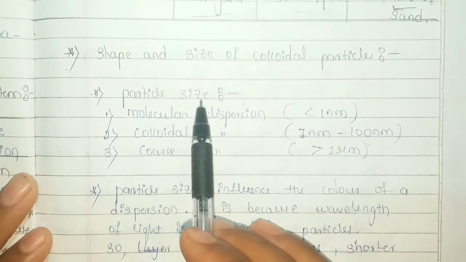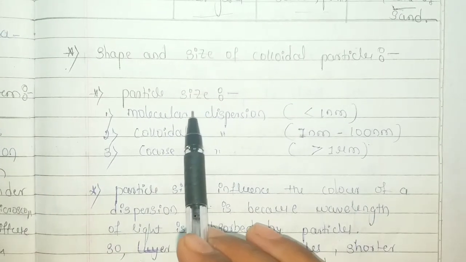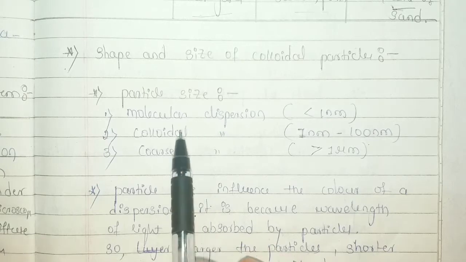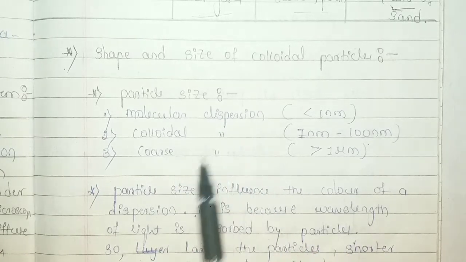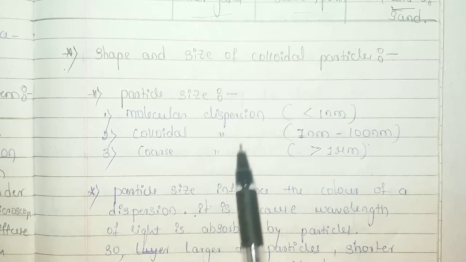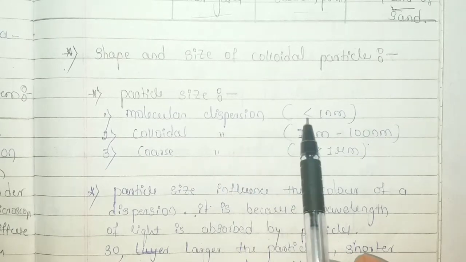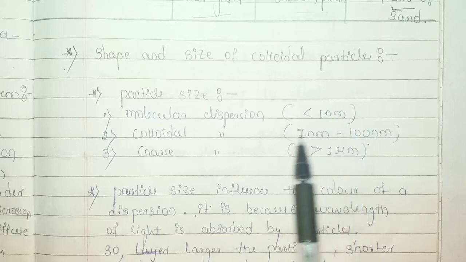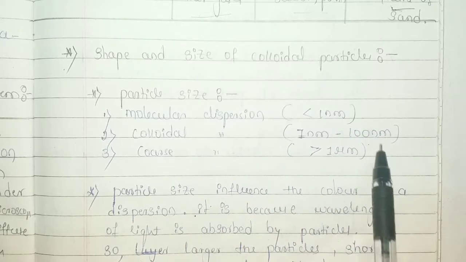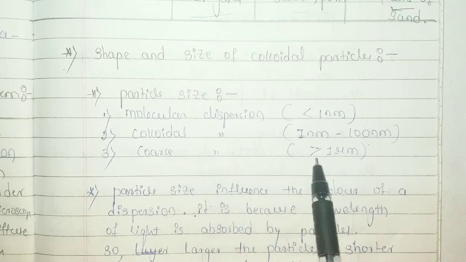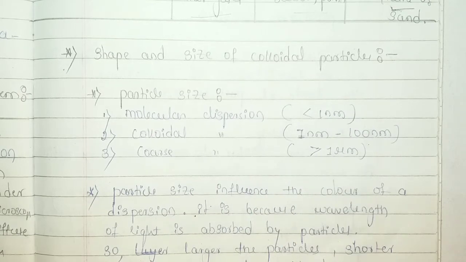First one, the particle size. Let us see the size. There are three types: molecular dispersion, colloidal dispersion and coarse dispersion. The molecular dispersion size is less than 1 nanometer, the colloidal dispersion size is 1 nanometer to 100 nanometers, and the coarse dispersion is more than 1 micrometer.